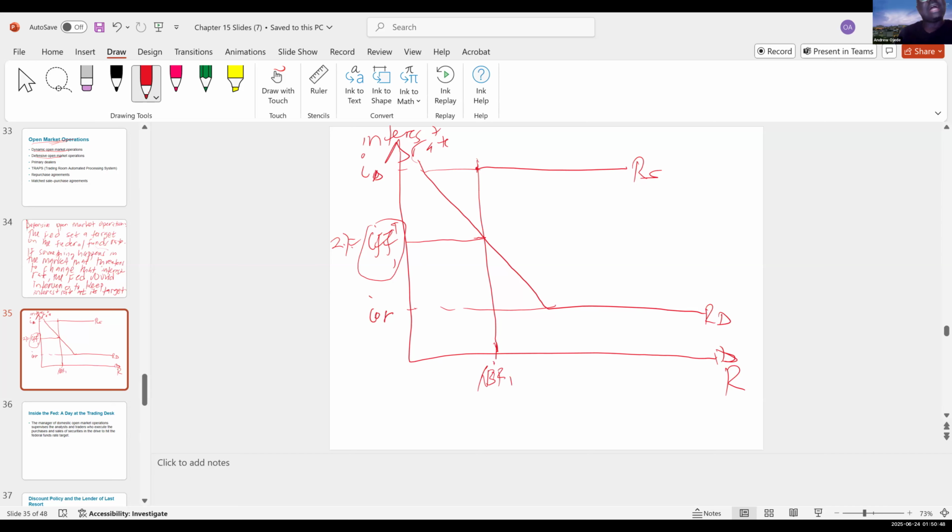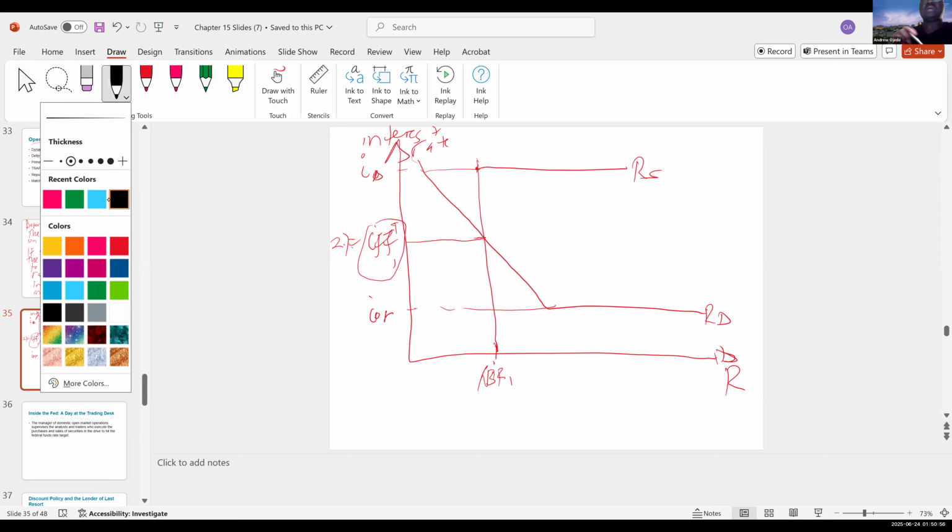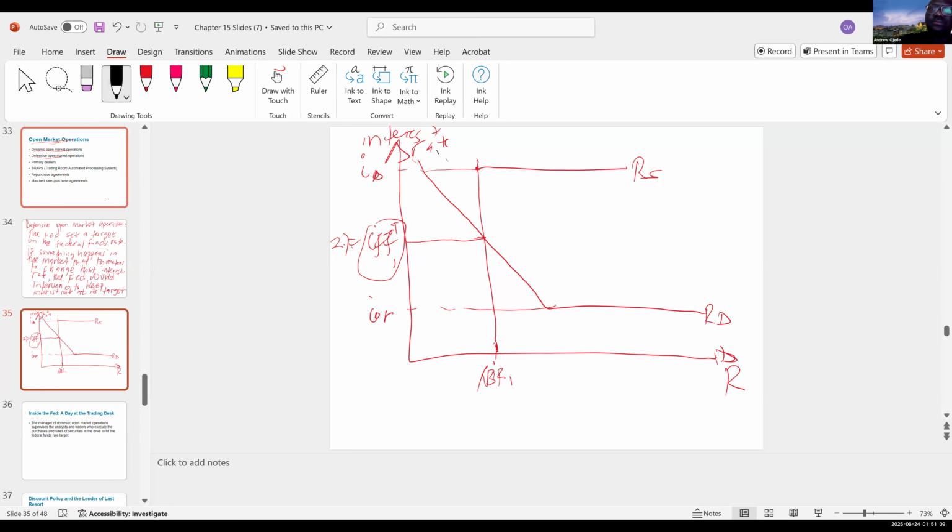So let's say something happened in the market where banks start to crave reserves. Let's say American banks are demanding so much reserves for whatever reason. Maybe banks want to invest in some new technology. If banks start to crave reserves, the demand for reserves is going to shift to the what? To the right.